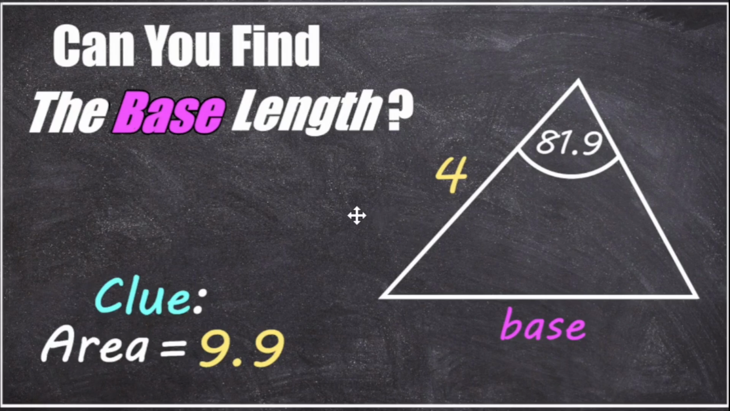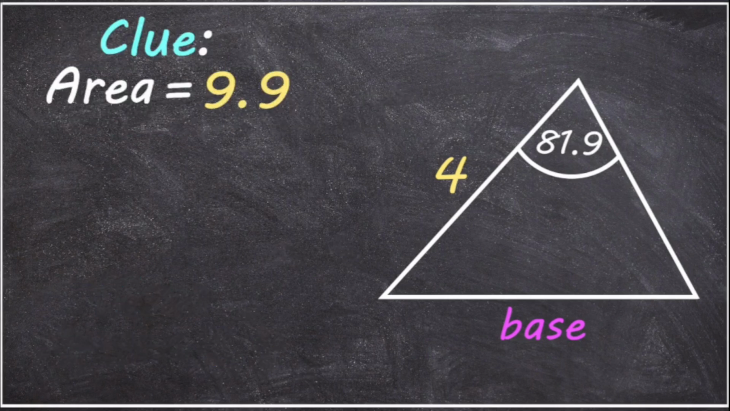So here's a question that you might find a little bit tricky. Can you find the length of the triangle base? And here's one clue, the area is 9.9. Now your gut reaction might be to think that the area of a triangle is half base times height, which would mean that 9.9, which is the area of the triangle, equals half base times height, and then by moving things around a bit, you'd be able to get the base.